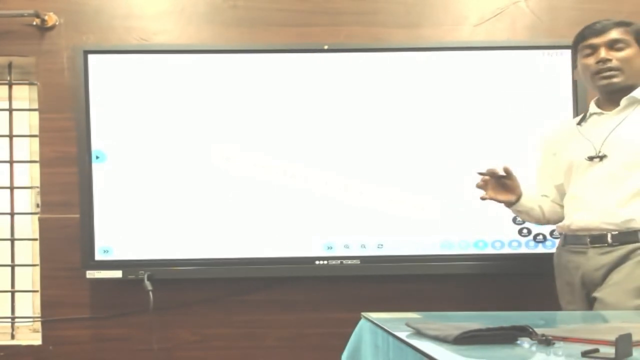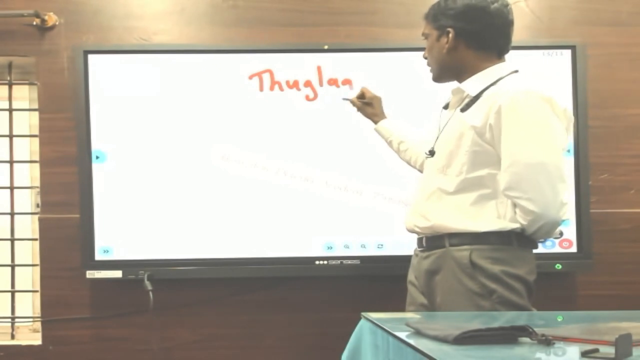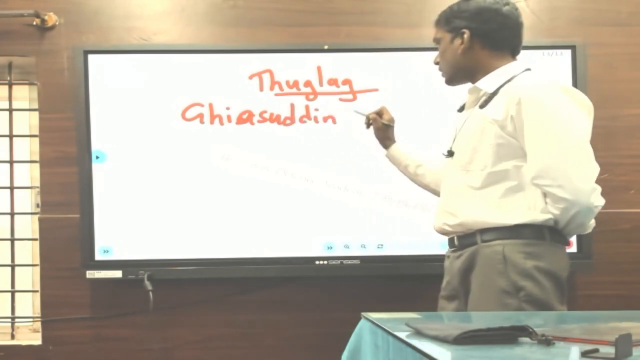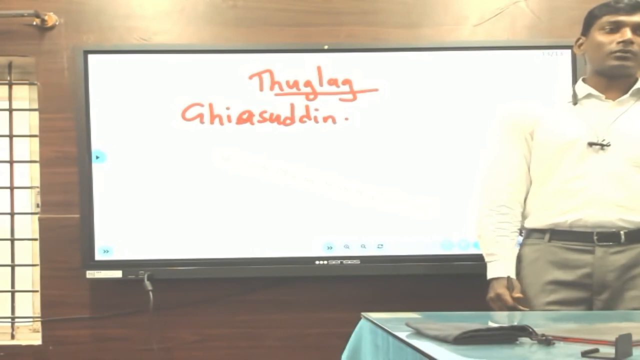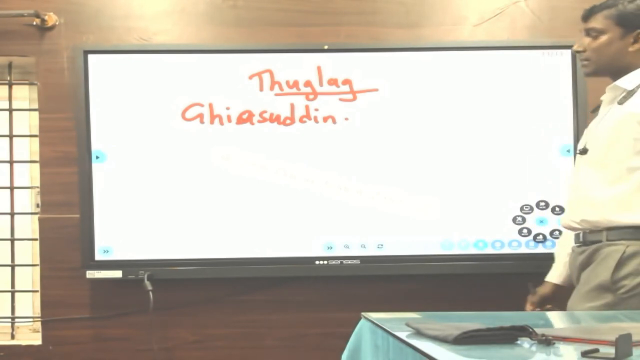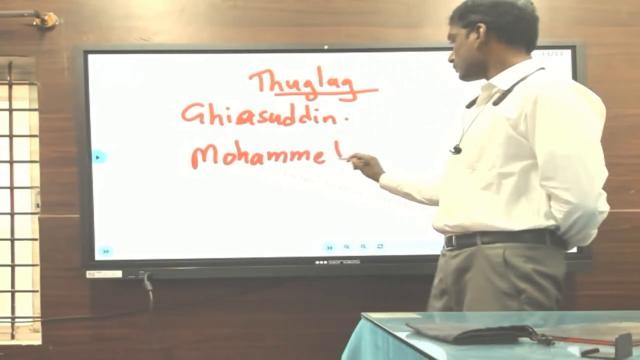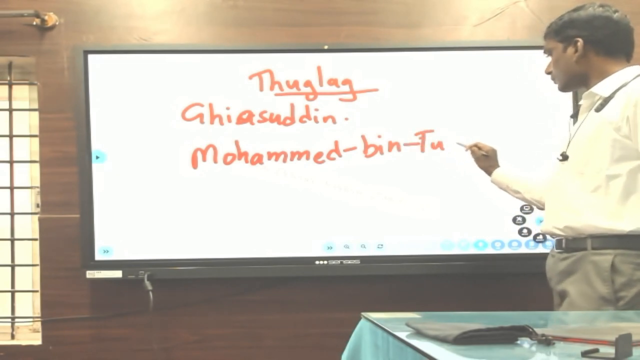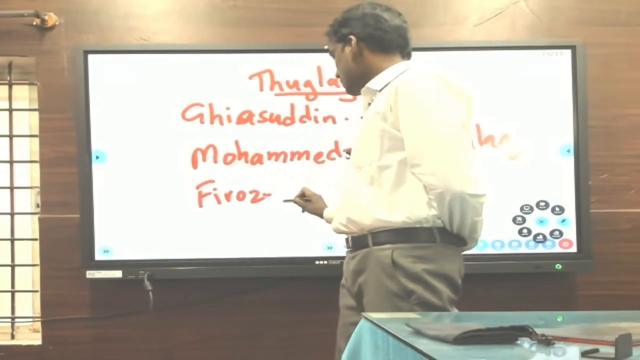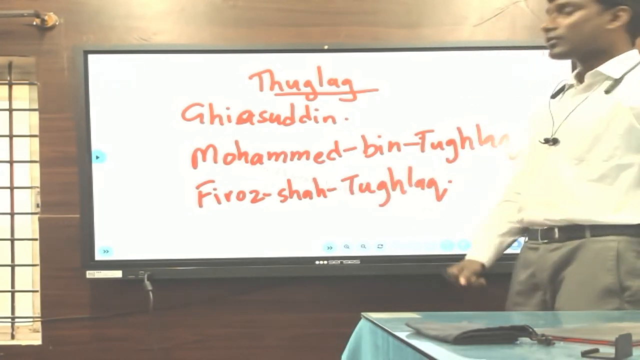Next, after Allauddin Khilji, there was no such ruler who could rule India. So comes the next dynasty, called the Tughlaq dynasty. The founder is Ghiyasuddin Tughlaq. And here the most important is Muhammad bin Tughlaq. And after that you have Firoz Shah Tughlaq. So these three kings we are going to look at in detail now.